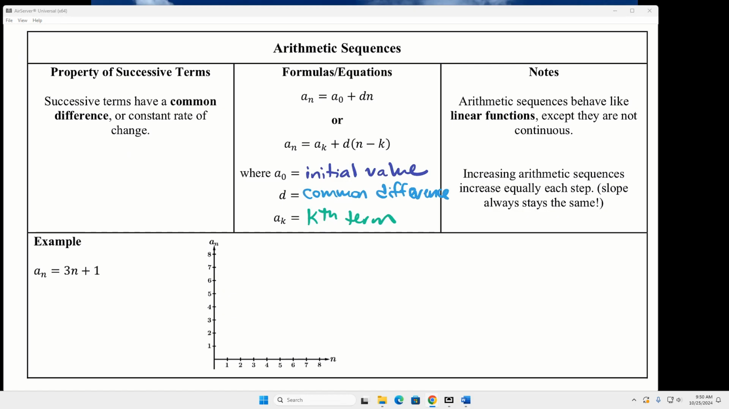And then some notes are that arithmetic sequences behave like linear functions, except they are not continuous. You do not connect the points. And increasing arithmetic sequences increase equally each step, or basically the slope stays the same, just like a linear function. So let's talk about finding D.